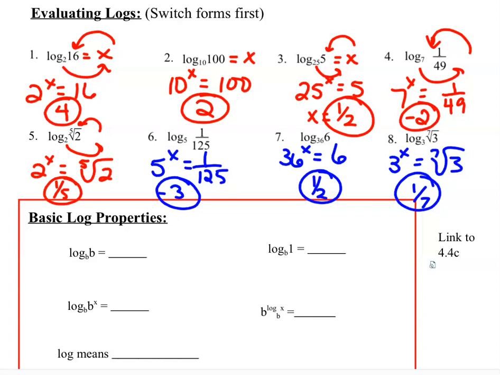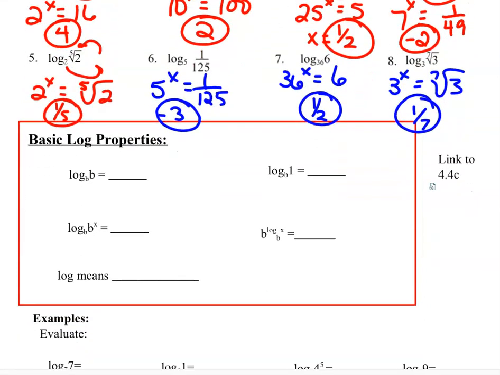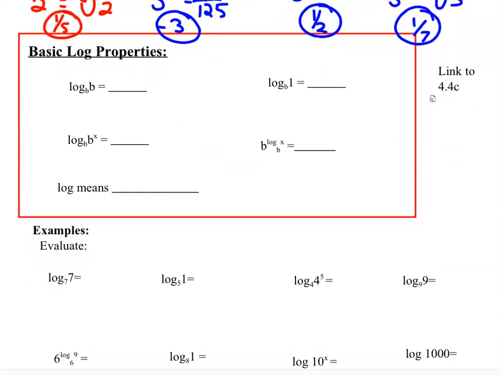So we have some properties that you probably have already learned, but log base b of b. So we're saying b to some power is supposed to get us a b. Well, what's the power? 1. So if I have log base 18 of 18, my answer is just going to be a 1.